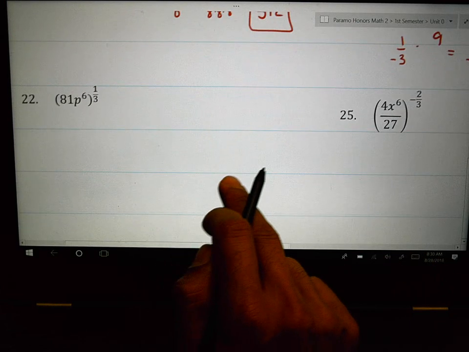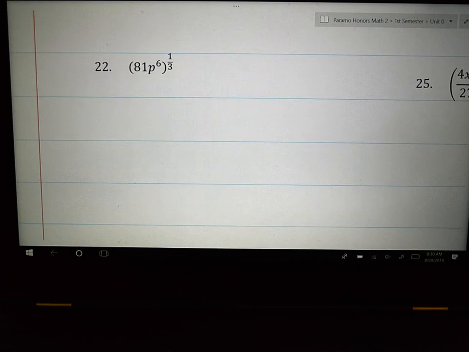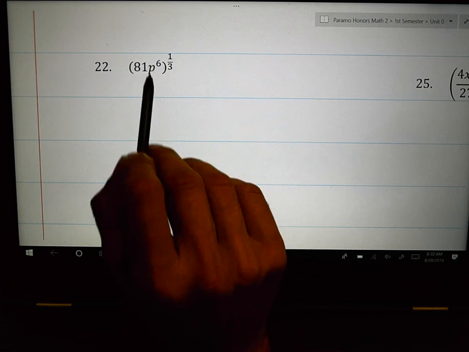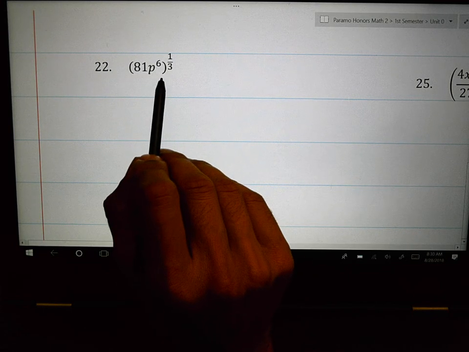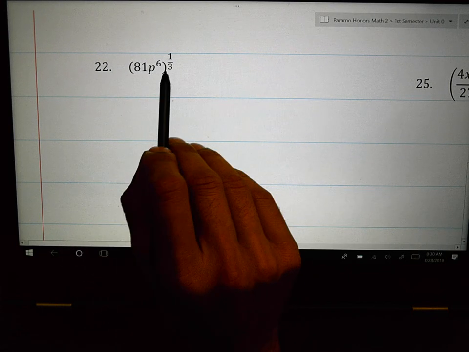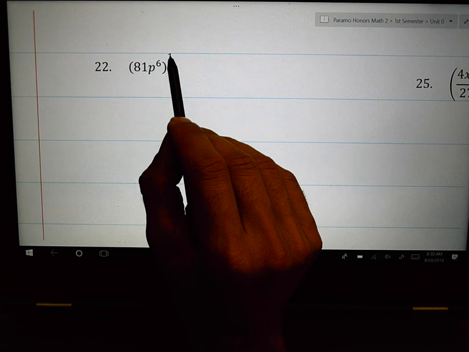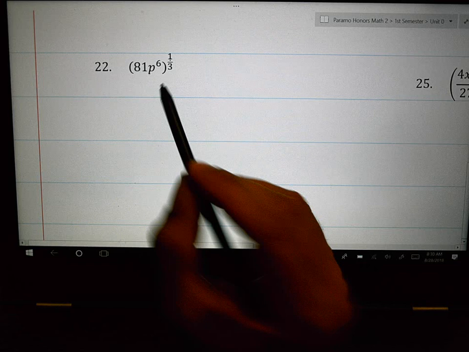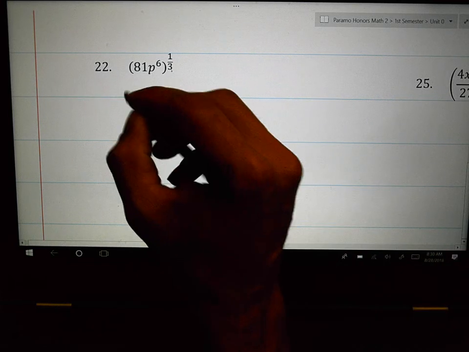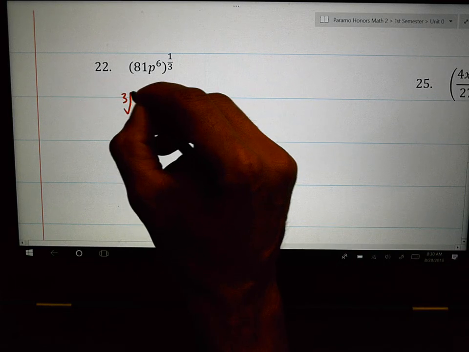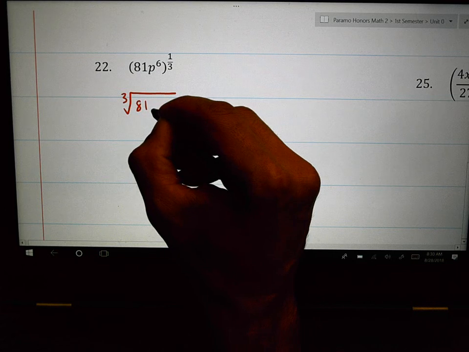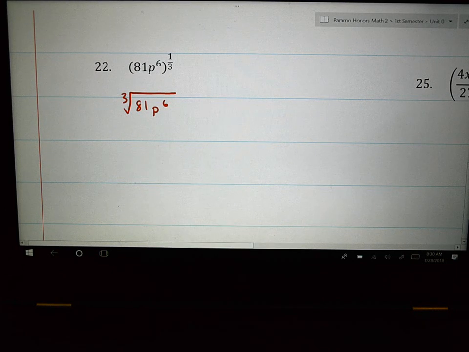Second to last example, 22. Always start with any exponent outside of parentheses. Always start there. So this 1/3 power, the bottom is the root, the top is the power. Anything to the first power is itself, so I'm just going to worry about the 3rd root of this 81 p to the 6th.